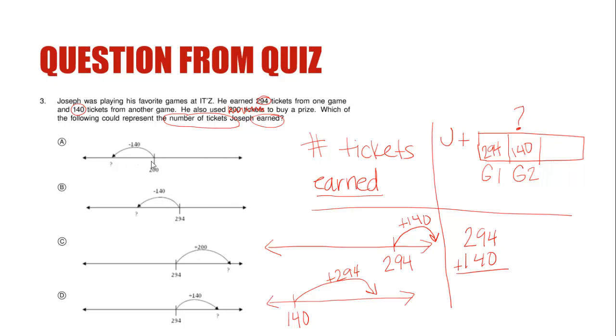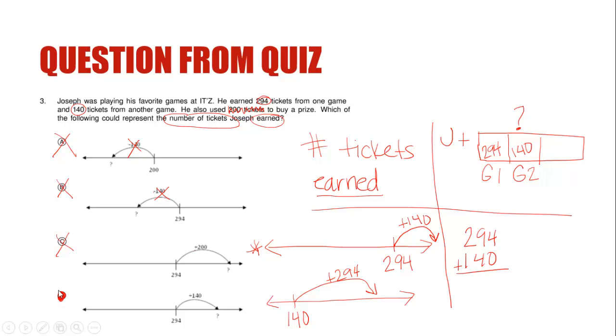So the correct answer would be, these were hard to see. This is subtraction, subtraction, addition, addition. So I know that A or B can't be it because it's subtraction. And then C, it's 294 plus 200, but we already decided that 200 was extra information, so it can't be C. And then D is this number line right here, 294, and we're going forward 140. So D is the correct answer.